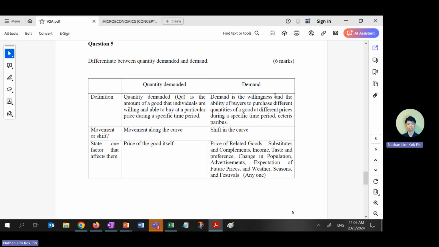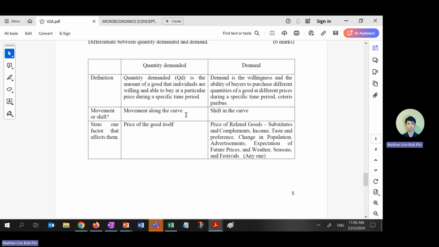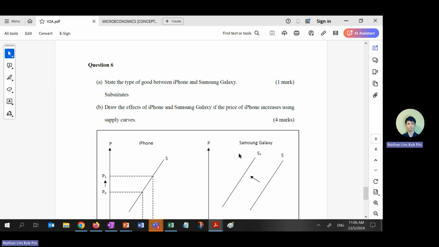Demand, same thing: they have willingness, ability, or buyers; different quantities and different prices. I told you already, right? And this one, oh my god, is movement versus shift. This one, if you copy your next door properly, it should be correct. Unfortunately, never mind. Quantity demanded is affected by the price of the good itself. And demand, same thing, only all the other factors are demand factors.